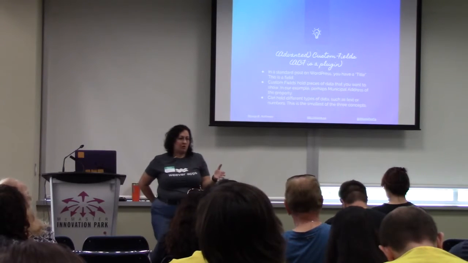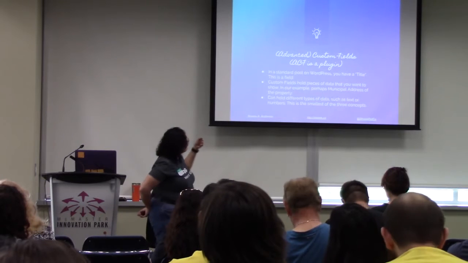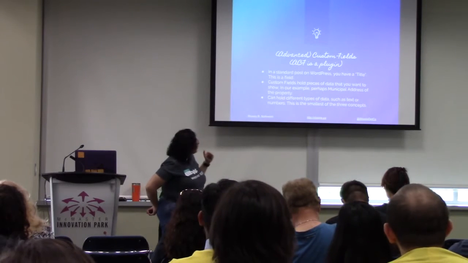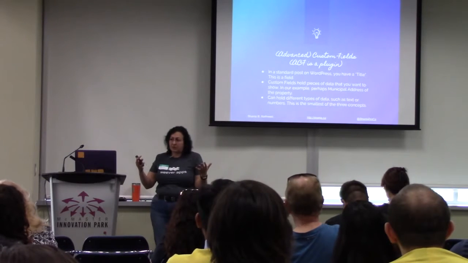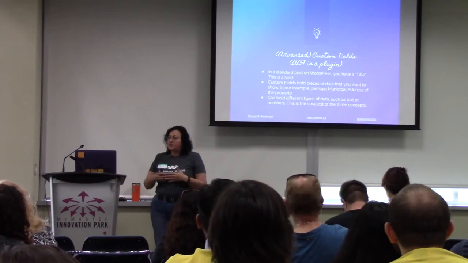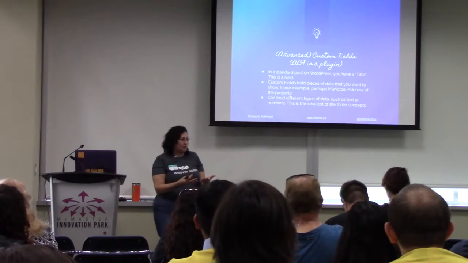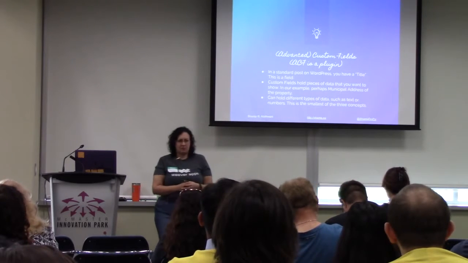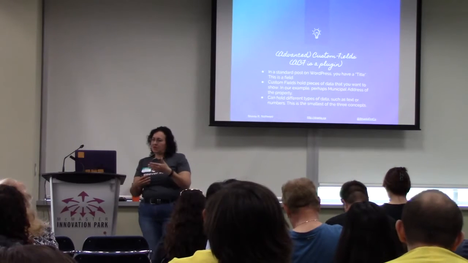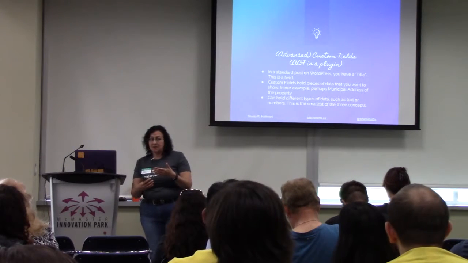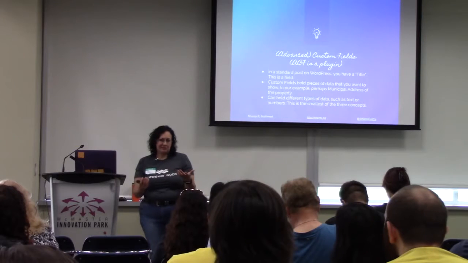You don't have to code it all, right? Again, it's a standard in WordPress. You have to have a title, right? This is a field, for example. You have the body of your post. That is a field. When we start getting into the real estate example, price is a field. Do you see where I'm going with this?